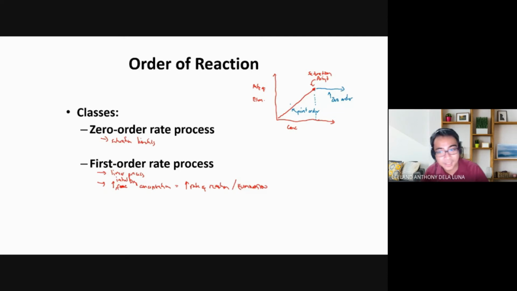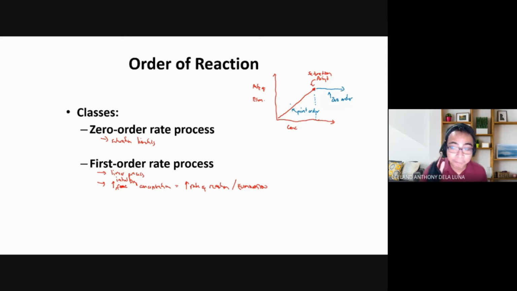Am I making sense? Just ask question, class, pag nalito kayo. Pero ulitin ko lang. Most drugs kasi, class, in the market, for it to create a response, normally below the saturation point. So as long as you are giving the drug at a dose below the saturation point, then the drug will follow a first-order process.